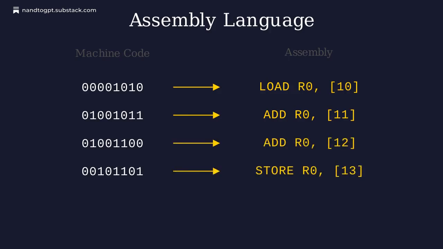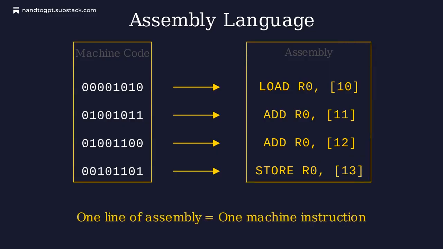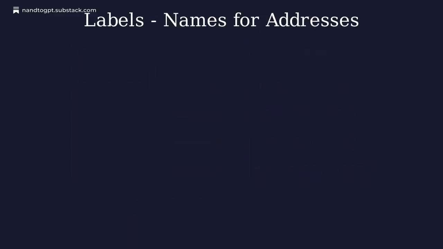Load, add, store. These are called mnemonics, memory aids. Each mnemonic maps to exactly one opcode. The numbers like R0 and bracket 10 are operands. They tell the instruction what to work with. One line of assembly becomes one machine instruction. No more, no less. This is the one-to-one mapping that makes assembly special. But there is still a problem.